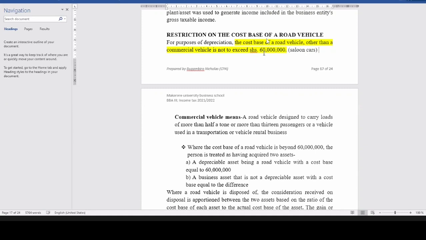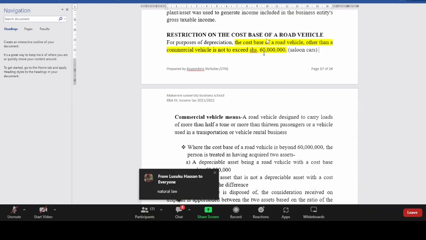There are those cars which are designed to transport, like renting people, those canters, and then there are those LFs and the forwards for transport, brokers, those ones. All those are commercial vehicles. But saloon cars are the ones we are looking at mainly. So you are saying where you purchase a saloon car and its value is exceeding 60 million, you have bought 2 cars. Note that.